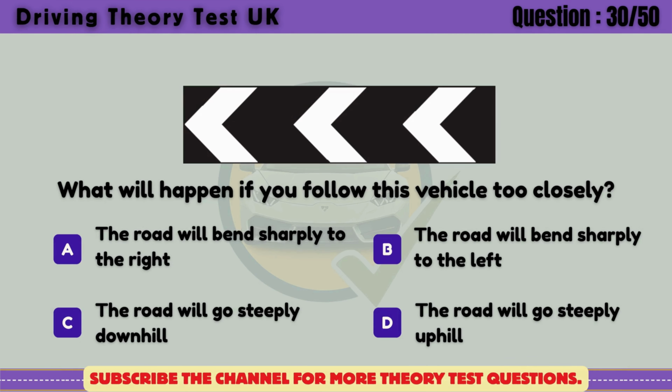Question 30. What will happen if you follow this vehicle too closely? Option A. The road will bend sharply to the right. B. The road will bend sharply to the left. C. The road will go steeply downhill. D. The road will go steeply uphill.